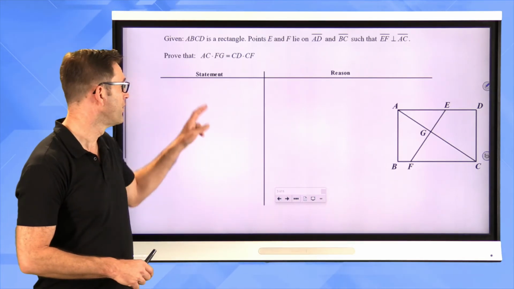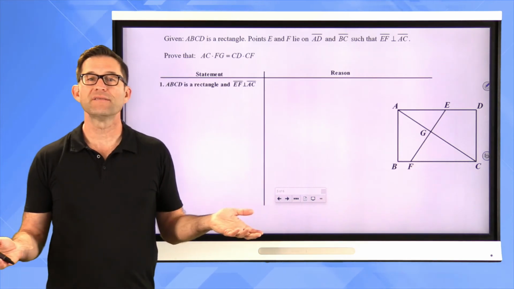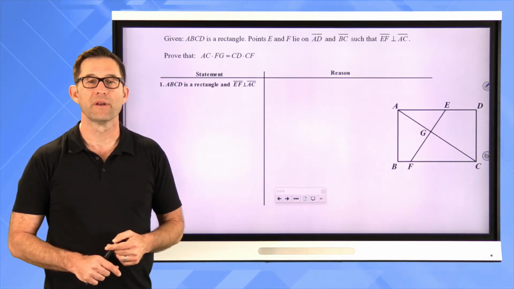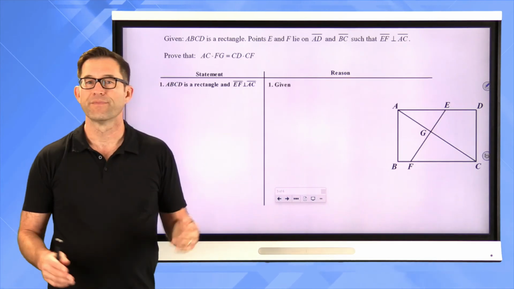All right, let's go for it. So first things first, ABCD is a rectangle and EF is perpendicular to AC. Awesome, just a given.